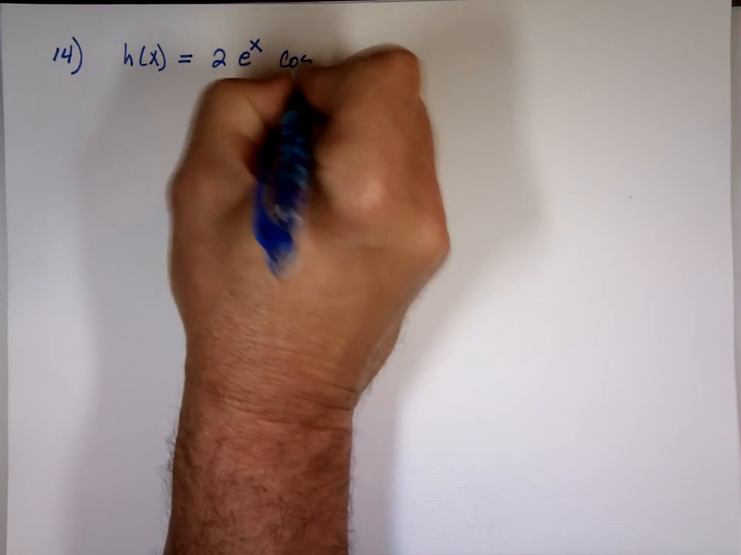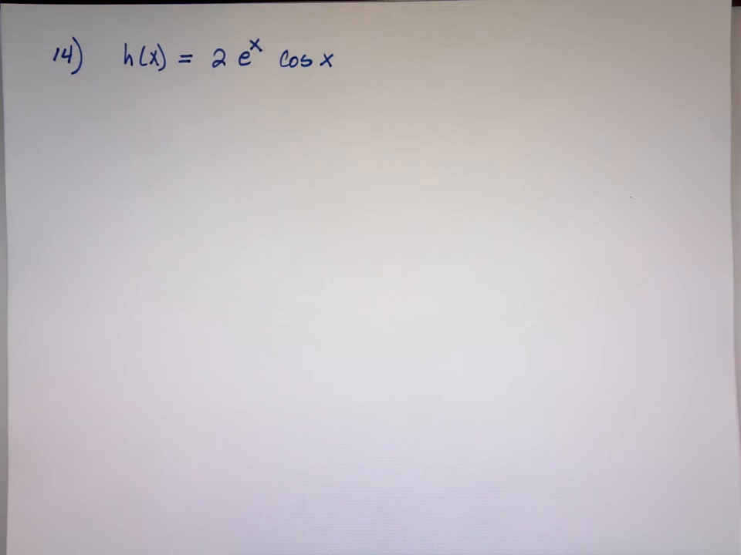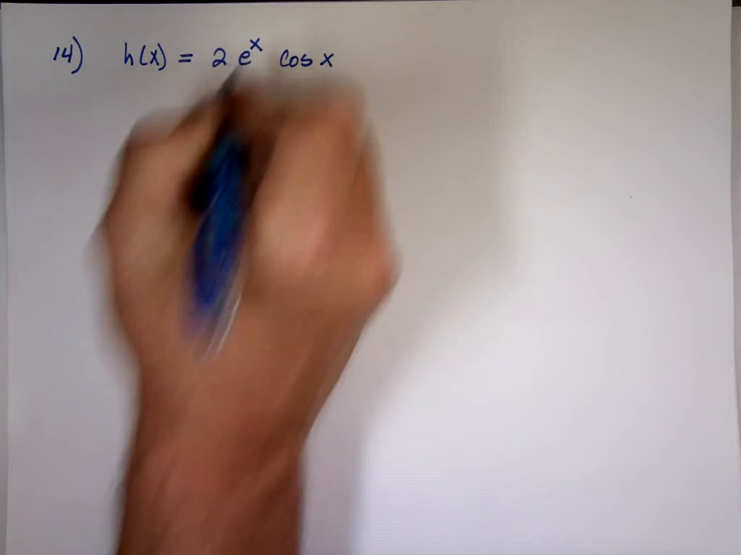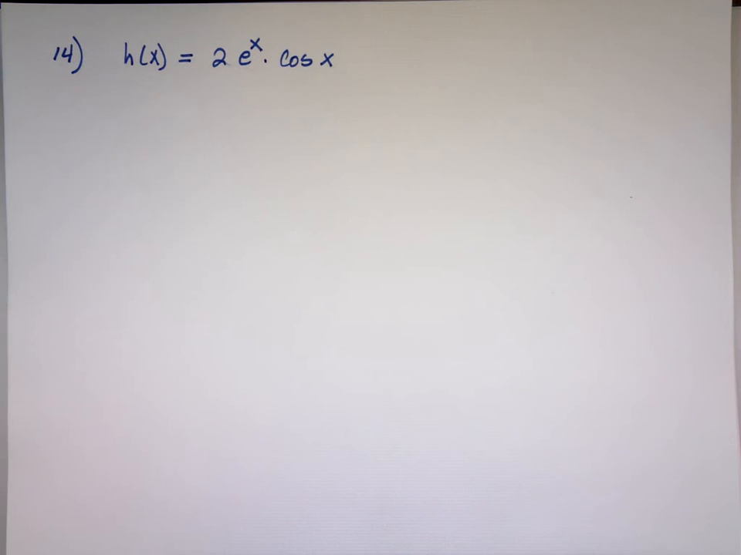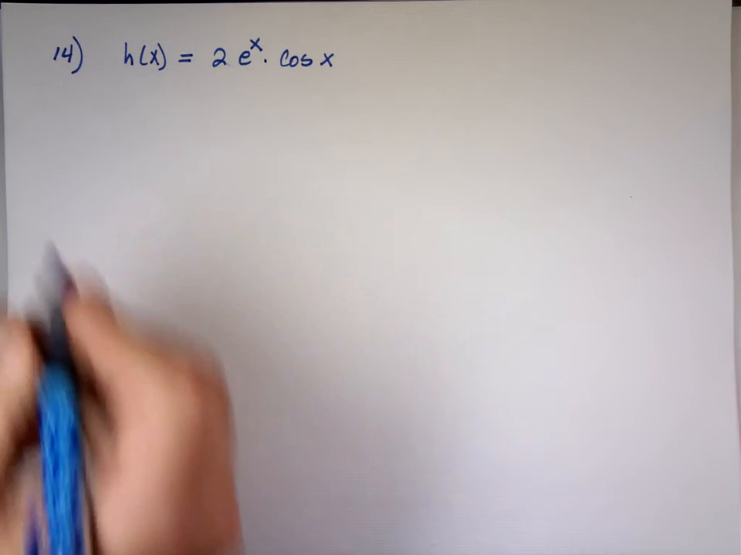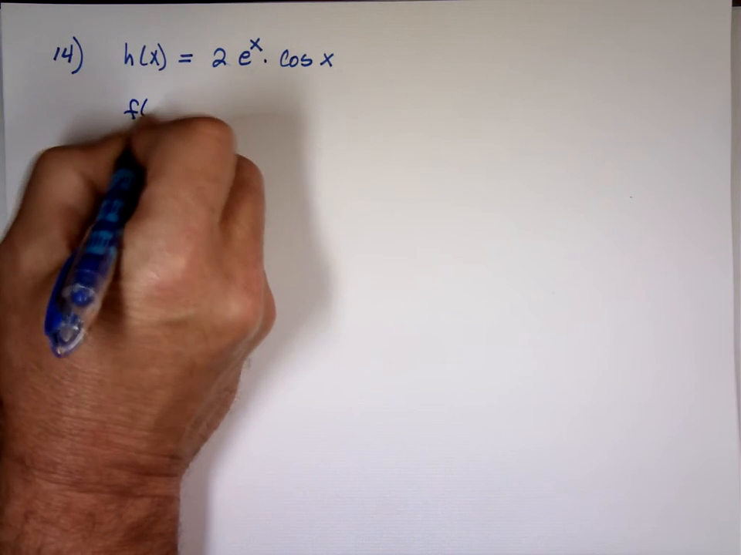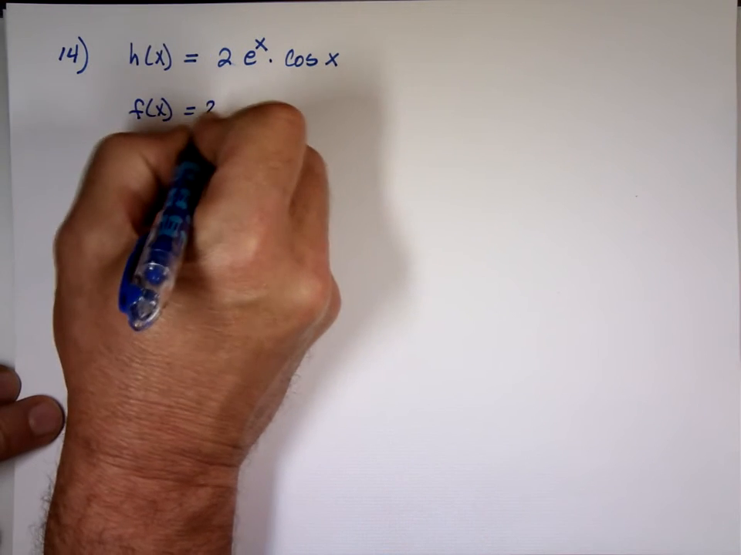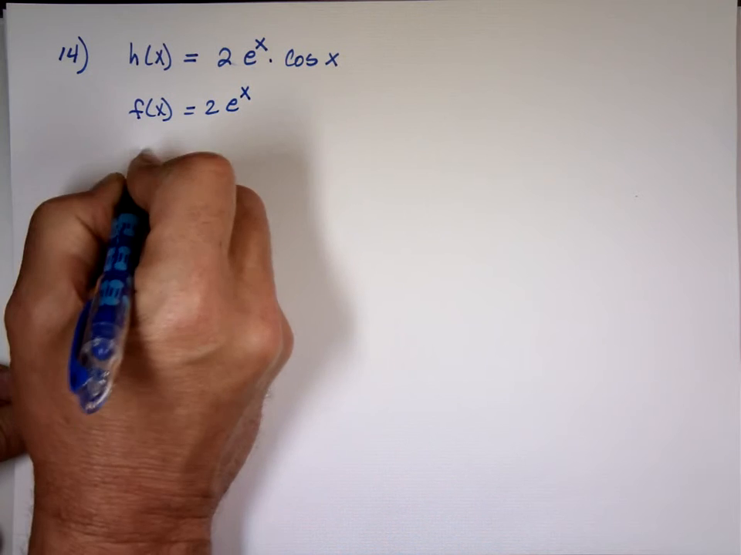The 2 is really a constant in the front, so if you don't want to pay attention to it, that's fine. Just plug it in at the end. But if you want to leave it as part of this, that's fine too. Now we have a product. We have 2e to the x times cosine of x. So we have to use the product rule. Here's f of x. And there's g of x.